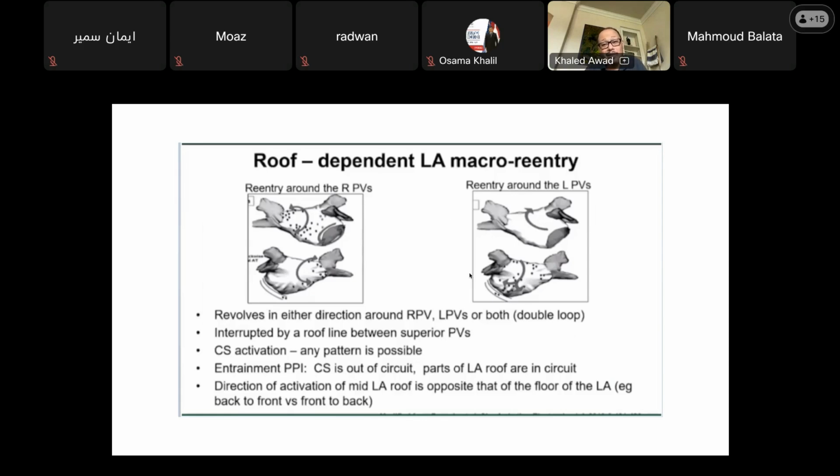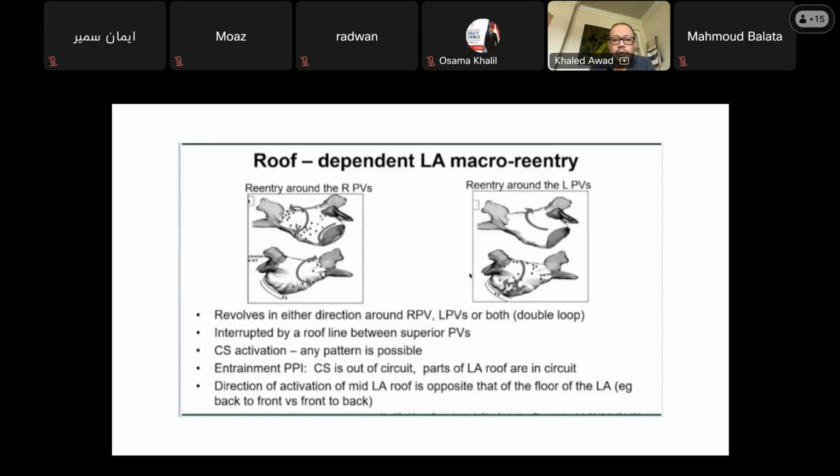A lot of times you actually see scar on the roof or on the posterior wall, and you can get any pattern in the coronary sinus. It depends which side of the veins they're spinning on. Left veins, right veins changes the CS activation. If you have a mitral isthmus line, lateral or septal line, they can also change the activation.